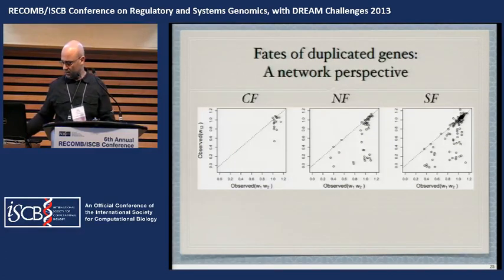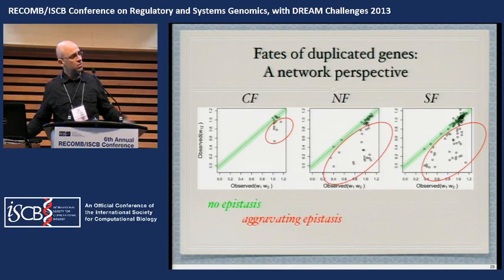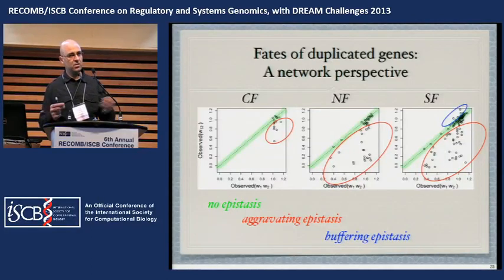When we look at each one of these groups of gene pairs that we identified, we find that a lot of genes show no epistasis, which will be along the diagonal here. For all of them, there is some evidence of aggravating epistasis. Only for subfunctionalization do we see buffering epistasis. Think of buffering epistasis as knocking out one of them, you might still have a backup from the other one. Again, the data here is very sparse in the case of conserved functionalization. We found only about 10 pairs, so this one is not very reliable to look at.